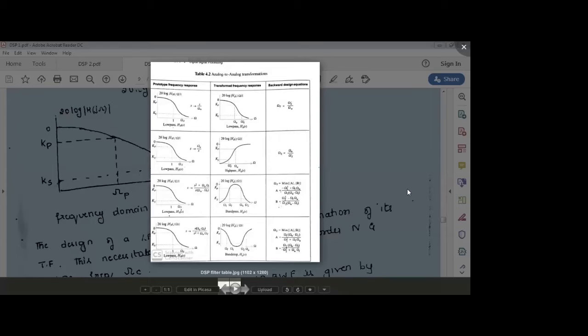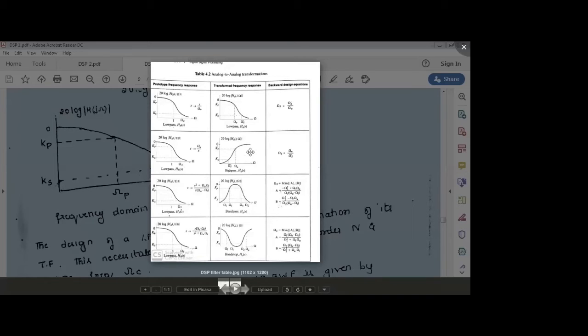And if I want to design a high pass filter, and the details given for the high pass filter are Kp, Ks, ωp, and ωs, then I have to use the backward design equations. From the backward design equations, I have to convert into a prototype frequency response. Then I have to design a low pass filter. From the low pass filter, I have to transform into the transformed frequency response, that is a high pass filter.